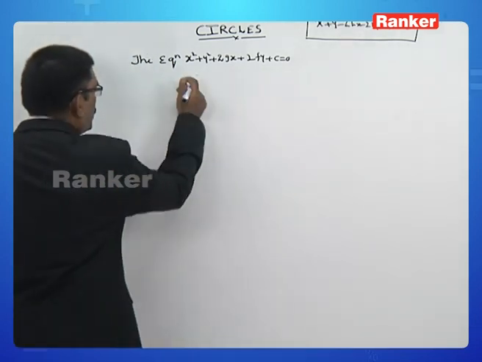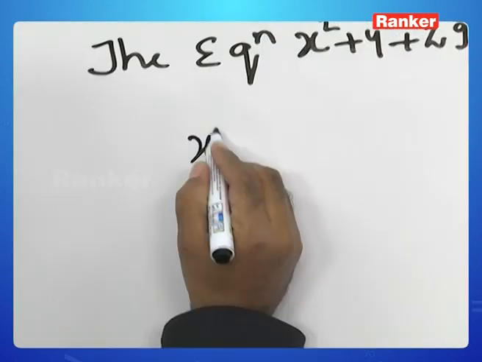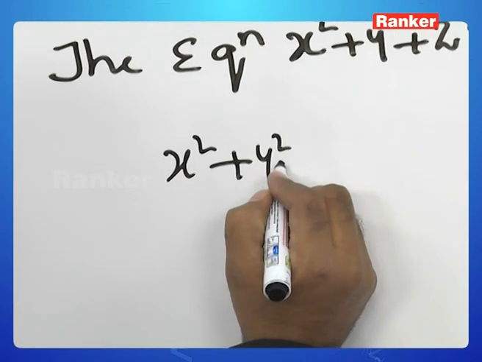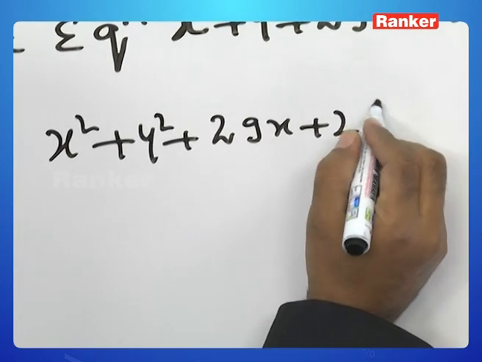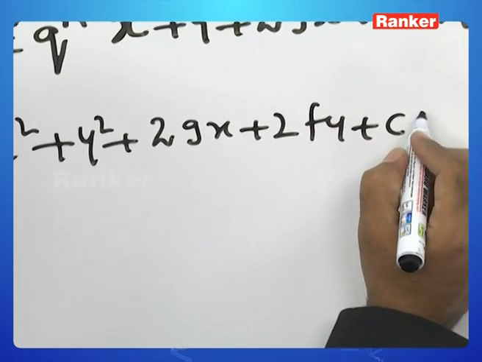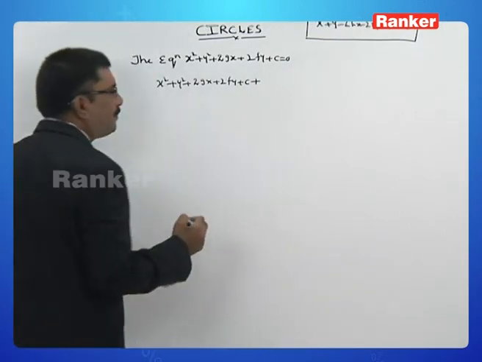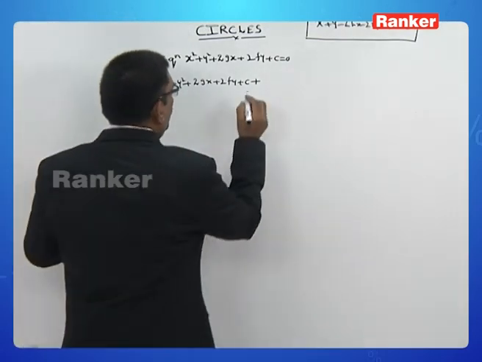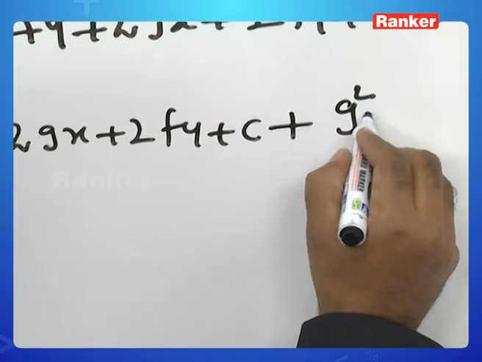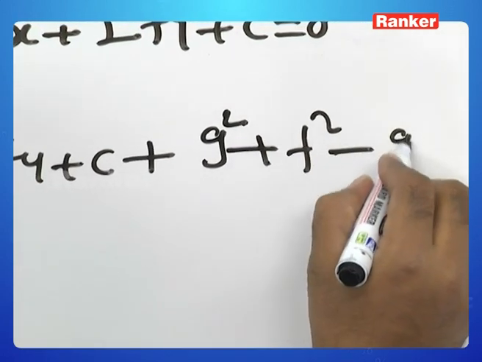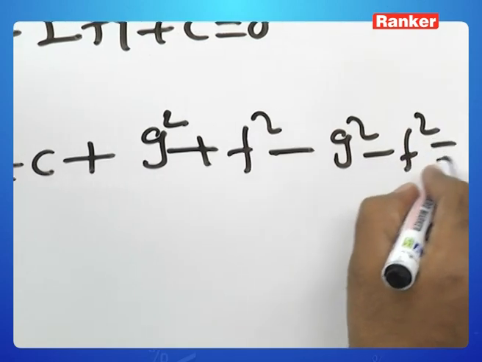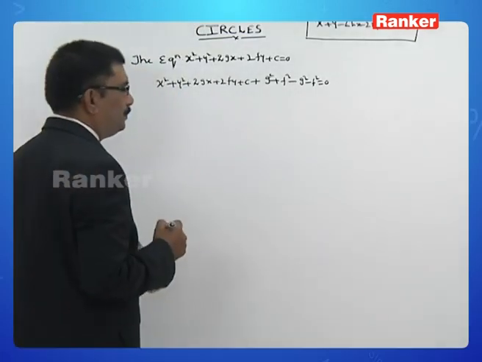Now what I do is, from this x square plus y square plus 2gx plus 2fy plus c, I want to make this a perfect square. So I add and subtract g square plus f square.